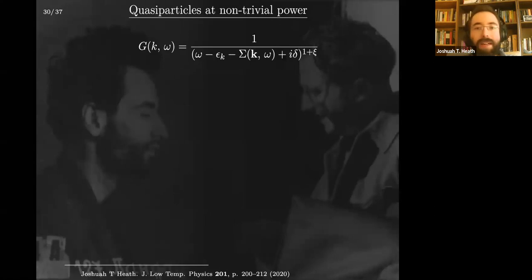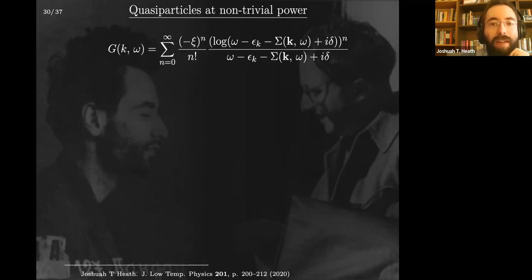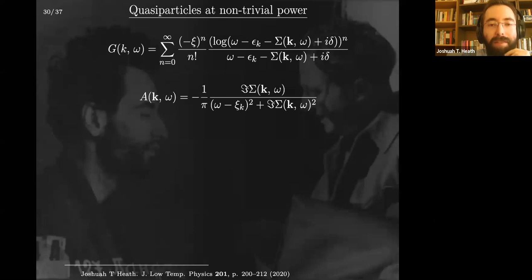I think I'm beginning to run out of time, so maybe I'll try to emphasize the main points. For quasiparticles and non-trivial power, I'm going to consider a slightly different form than what Phillips considered. I can consider 1 plus chi, or xi. When xi equals 0, I call it trivial power, and we just have our normal Green's function. I can rewrite this as a Taylor expansion, simplify it, and calculate the spectral weight. This is given here for convenience.